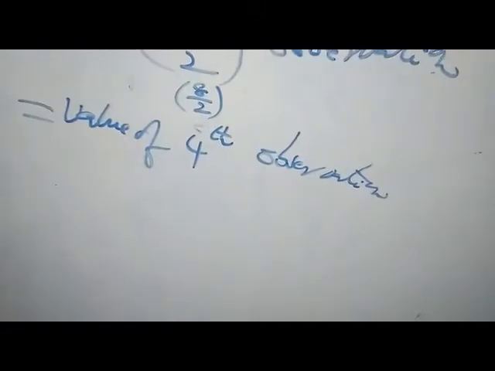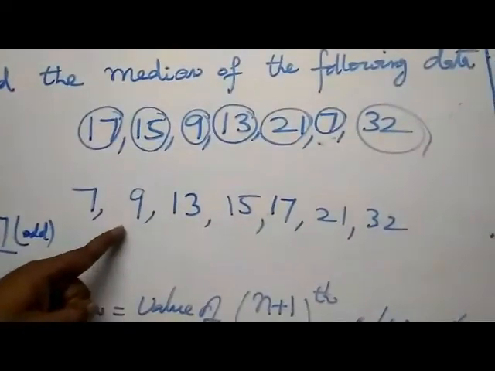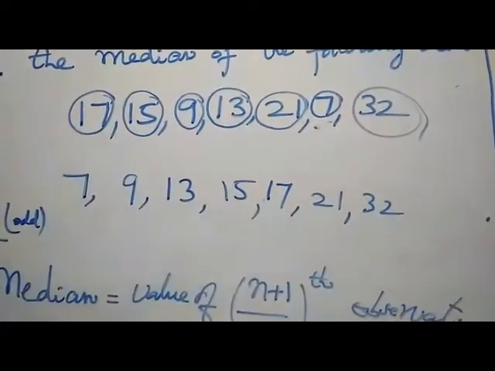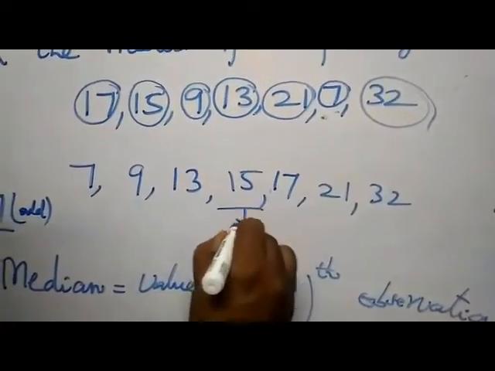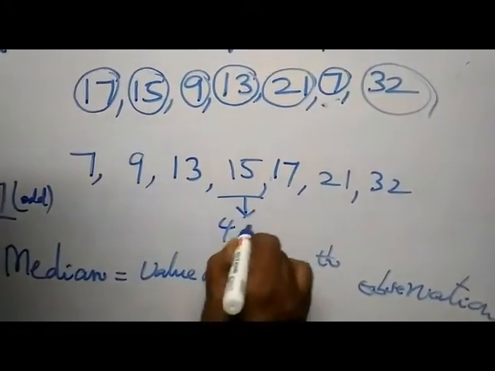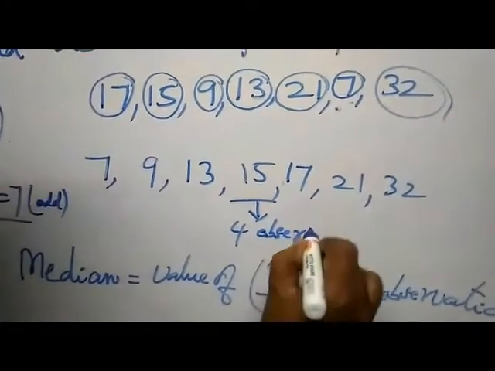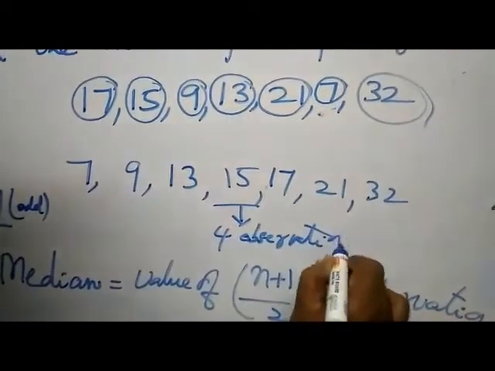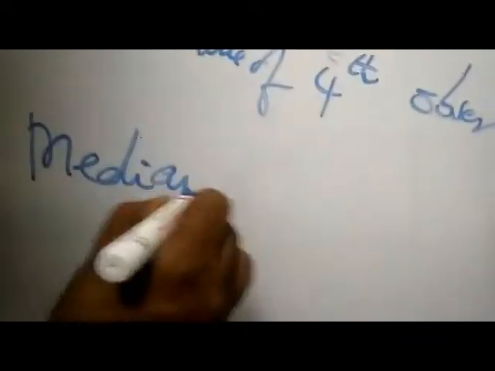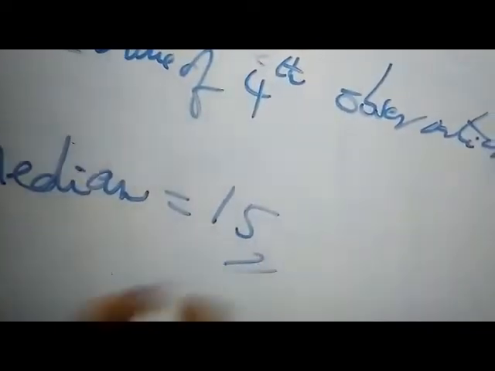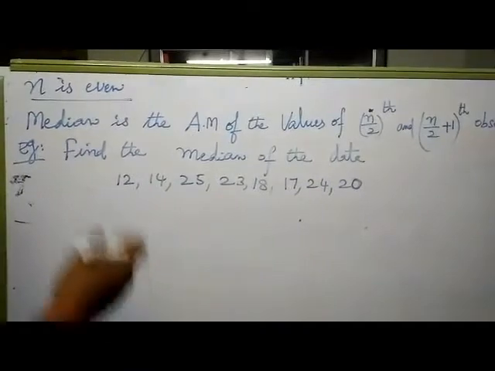What is the 4th observation? Just see in ascending order. 1, 2, 3, 4. This is fourth observation. Therefore, median is equal to 15. Median is equal to 15.